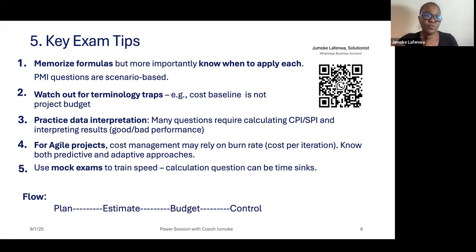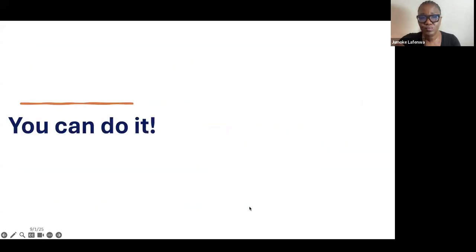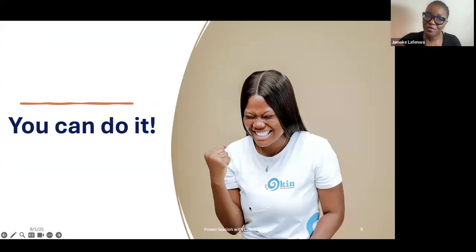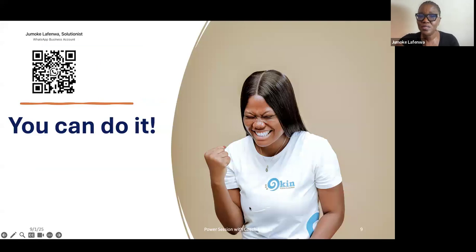This is the flow for cost management. You plan, you estimate, you aggregate the estimate to get the budget, and then you control. You can use the EVM for the control. So this is one of my favorite things that you can do.